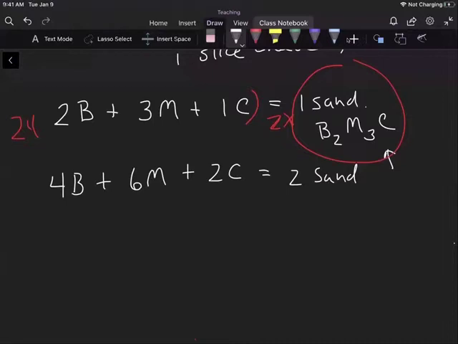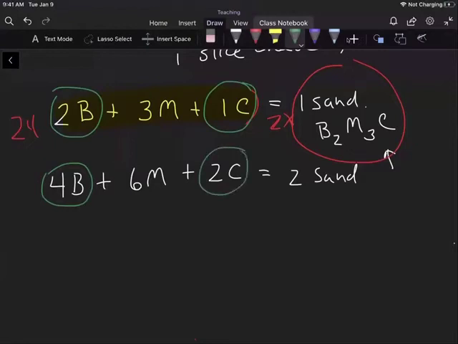So if I look up here at my original equation, I needed 2 slices of bread for every 1 slice of cheese. So the ratio is 2 breads to 1 cheese. And that didn't change when, of course, I multiplied it by 2; the ratio stays the same. Now I need 4 slices of bread, twice as many as I did before, but I also need twice as many cheese.